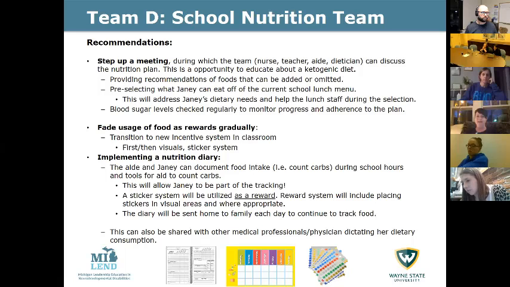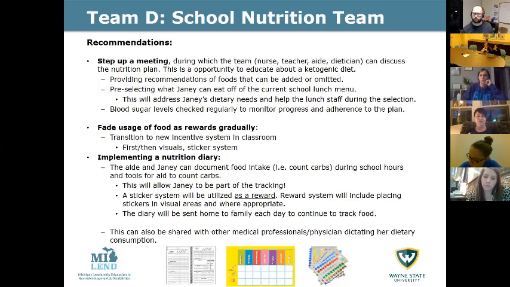Yeah, this is Natalie, and we had a dietitian, a nurse, school nurse, and the teacher's aide. So they're going to work as a team, obviously, the nurse and the teacher. The teacher needs to work with the aide because they're using food as a motivating factor, so including candy and goldfish, which is obviously not on a ketogenic diet. So we're going to have to fade the usage of food as a reward for non-preferred activities, and providing recommendations of foods that can be added or omitted.